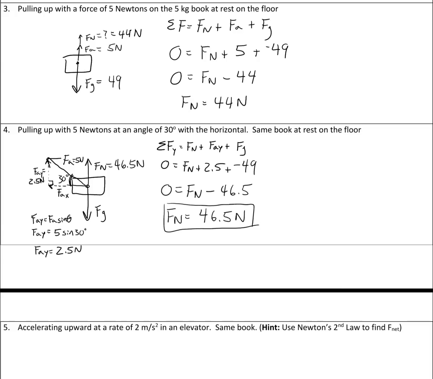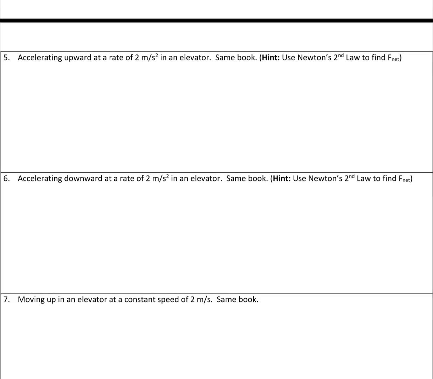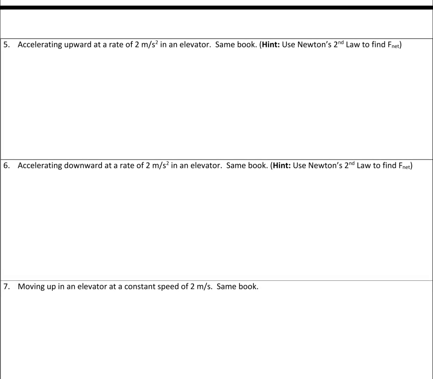Let's do number 5. It says accelerating upward at a rate of 2 meters per second squared in an elevator. It's the same book. All right, you want to accelerate upward at a rate of 2 meters per second squared. So here's your box. Here's your weight. The book still has weight. The weight is equal to 49 newtons still.